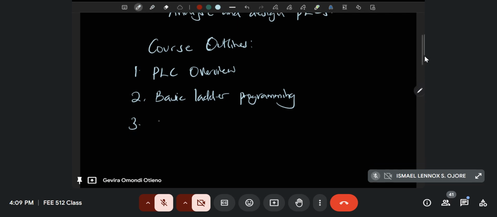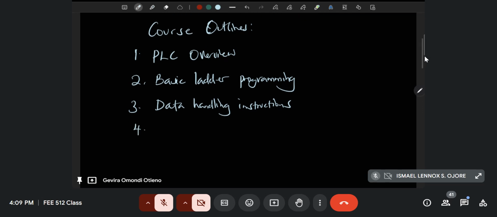And then we'll move further ahead to do data handling instructions, still around PLCs. How do we handle data while using PLCs? So data handling instructions. Then we look at other types of instructions that are very common to PLCs, and those are timer and counter instructions.